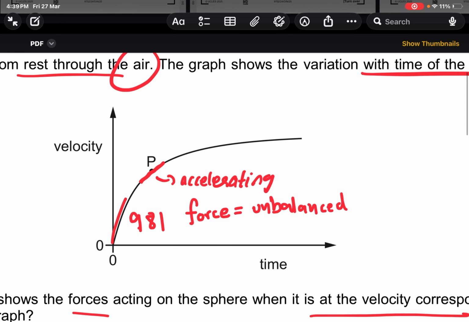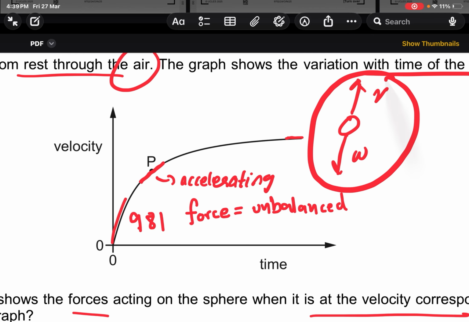Got it? You know that at this point, when it is flat, the weight and the air resistance become equal, right? That is why the forces become balanced. The resultant force becomes 0. The object stops accelerating. It moves with constant velocity, and that constant velocity comes from this point on the graph. But at this point, it is still accelerating, though the acceleration is decreasing. I know it's decreasing because the air resistance is increasing, but still it's accelerating because the gradient is not constant.